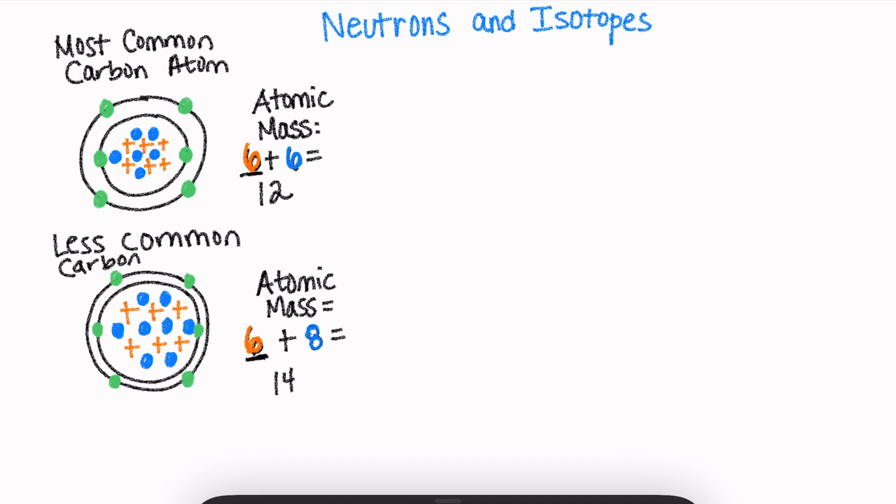And so we call these isotopes. Anytime you have a carbon with a different number of neutrons, then they're considered isotopes to one another. We call this one carbon 12 and we call this one carbon 14. And these are isotopes.